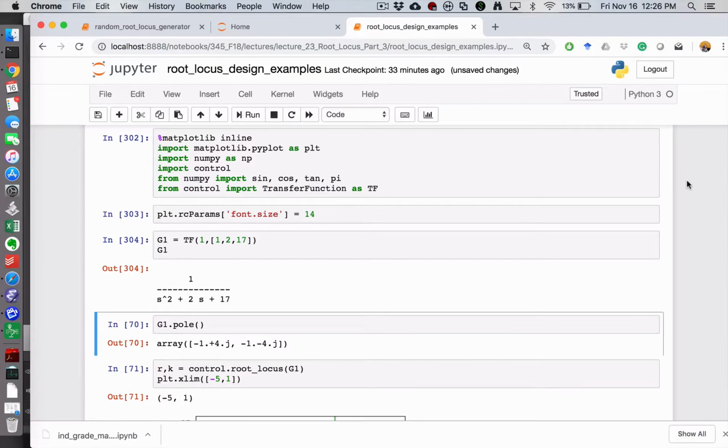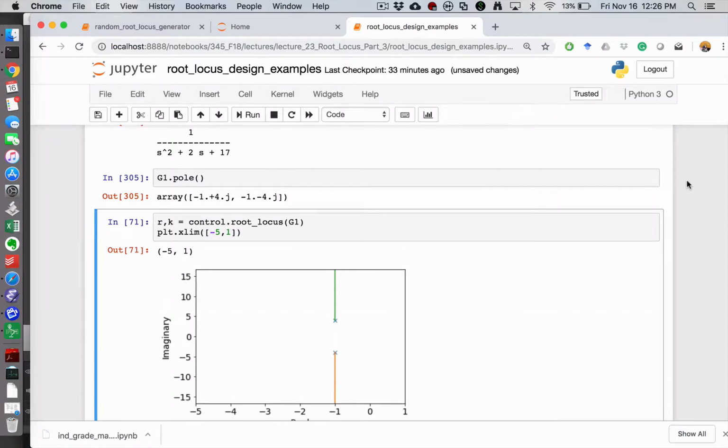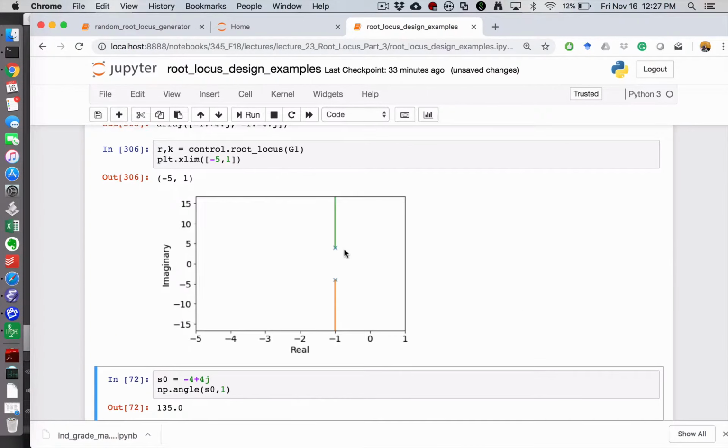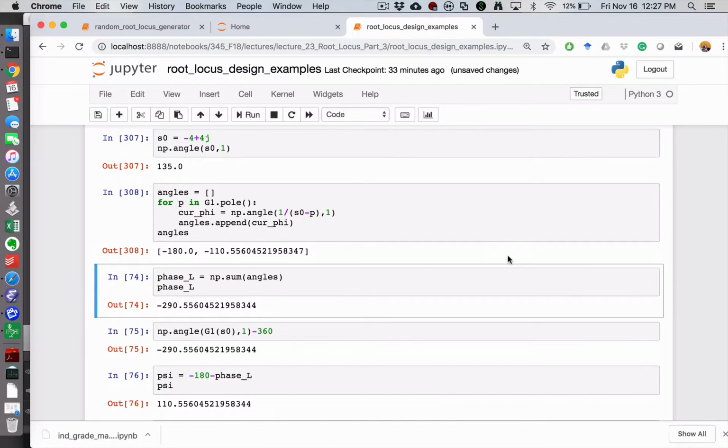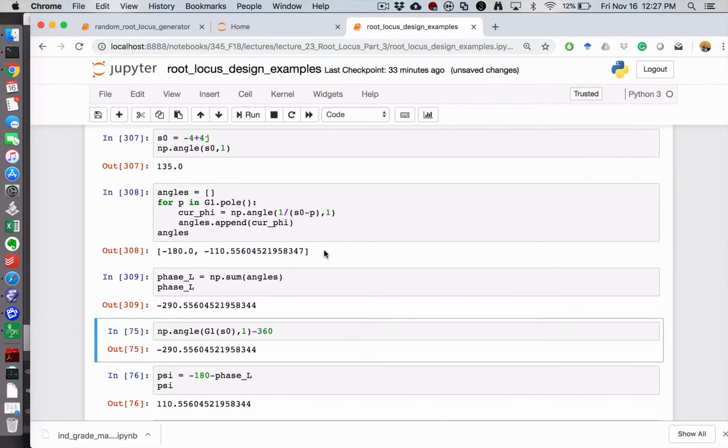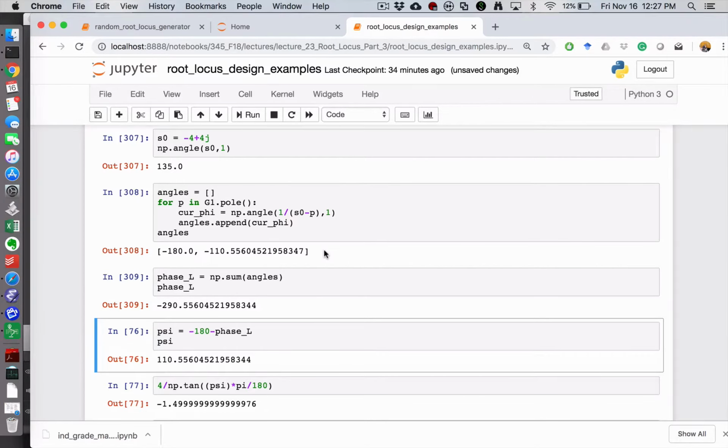So I'm defining my transfer function, looking at its poles, proving that they agree with what I asserted at the start of the video. And then this is the open loop root locus, as I mentioned, going straight up and straight down, not really giving us a desired behavior. Defining our test point that we want the root locus to pass through of a negative 4 plus 4j. And then these are the phase angles that I presented when I was doing the paper and pen part of the video for phi 1 and phi 2. So when I add those together, I get the negative 290.56 that I talked about.